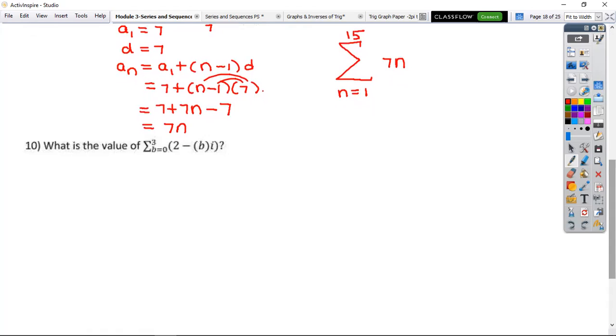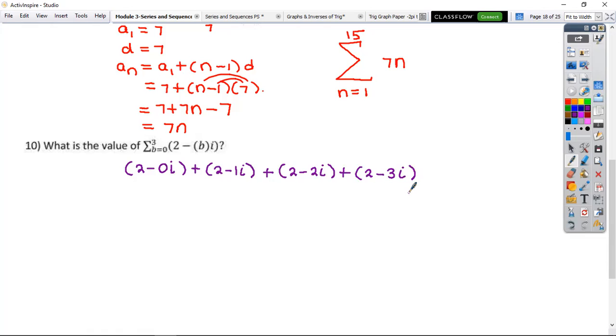Okay, so here's one last one where you are just evaluating. So what is the value of the summation from 0 all the way to 3? So I'm going to replace all those numbers where I see the variable. So this is going to be 2 minus 0i plus 2 minus 1i plus 2 minus 2i plus 2 minus 3i.